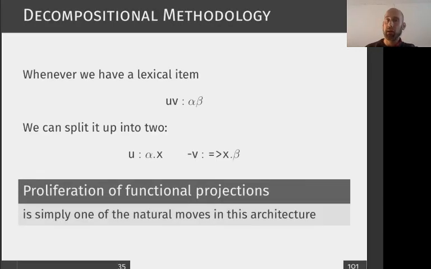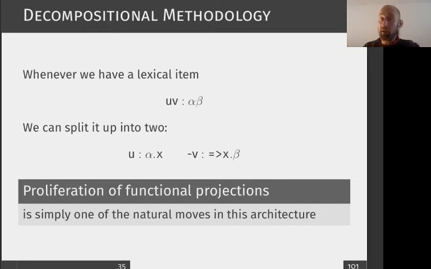Okay, and the reasoning we did is what I think of as a decompositional kind of reasoning. And that said, whenever you have a lexical item, UV, which is just, UV is its pronunciation, we're going to just chop it in half somewhere, with a feature bundle beginning with alpha and then ending with beta, you can split it up into two lexical items. One is U, with features alpha and then some category X, and the other one is a suffixal, head moving V, which wants to select an X and do head movement, and then continue on with the feature bundle beta. Okay.